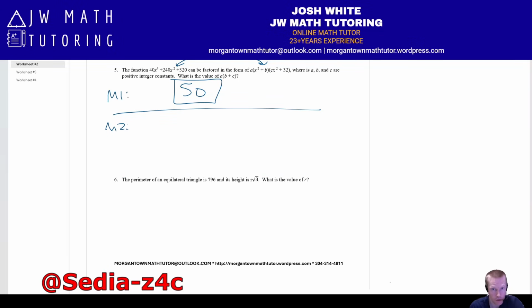Okay, an alternate method you could use is you could multiply out these two parentheses on the right. So you have, just using FOIL, cx to the fourth for the first, then for the inner bcx squared, for the outer 32x squared, and then the last is 32b. Then you go ahead and you distribute a to every single term.